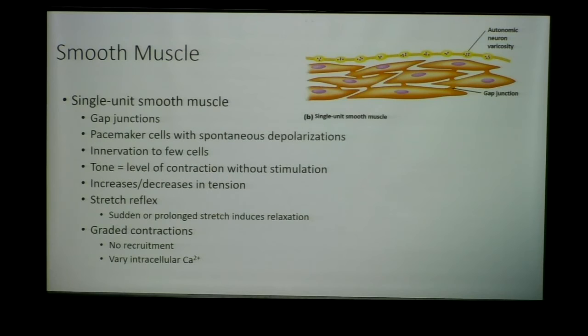That's the stretch reflex. We also see graded contractions here, meaning that we can have small contractions, medium contractions. We can recruit additional cells to make stronger contractions, okay? So that's what I mean by that decrease, increase tension. Because we cannot call on additional units, all of the cells are sort of contracting as one unit, okay? Based upon varying intracellular calcium levels. So if you want a strong contraction, we bring in more calcium. If you want a weak contraction, we bring in less calcium. That's how we can sort of grade these contractions.